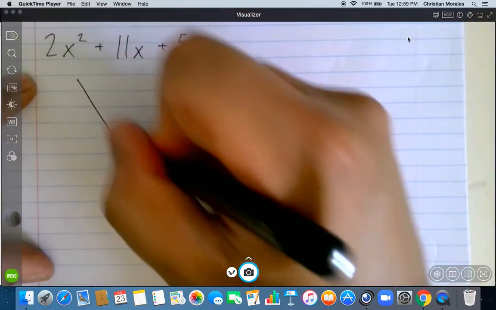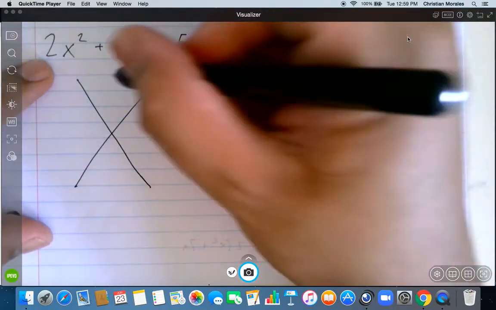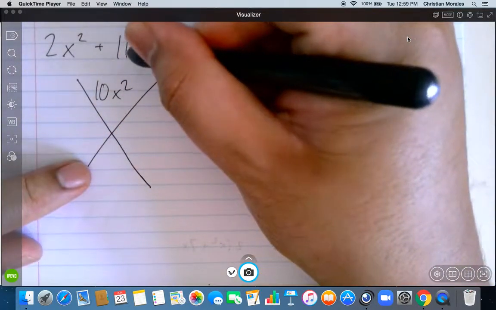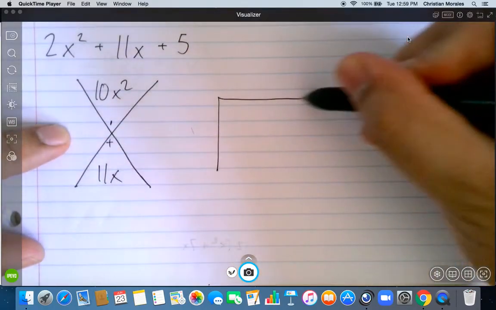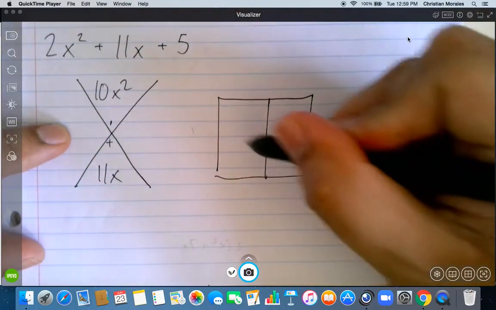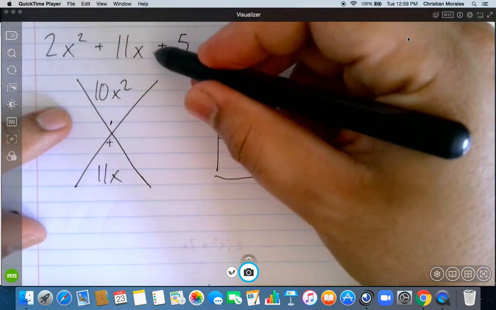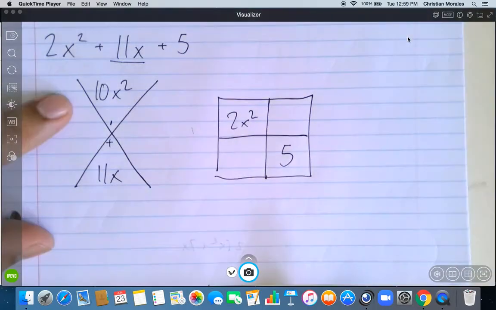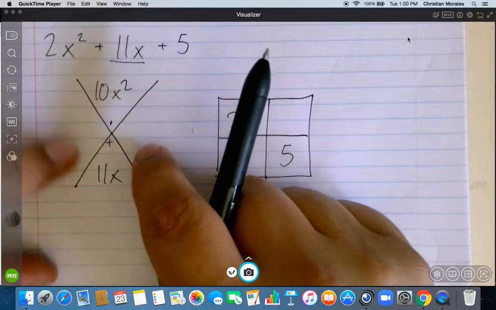Area model. Multiply the top 2. 2x squared times 5, 10x squared. Take 11x, put that on the bottom. Make our area model. Okay, we know 2x squared goes here. We know 5 goes here. We're trying to figure out how to split up 11. So you need 2 numbers that multiply to make 10x squared but add up to 11.